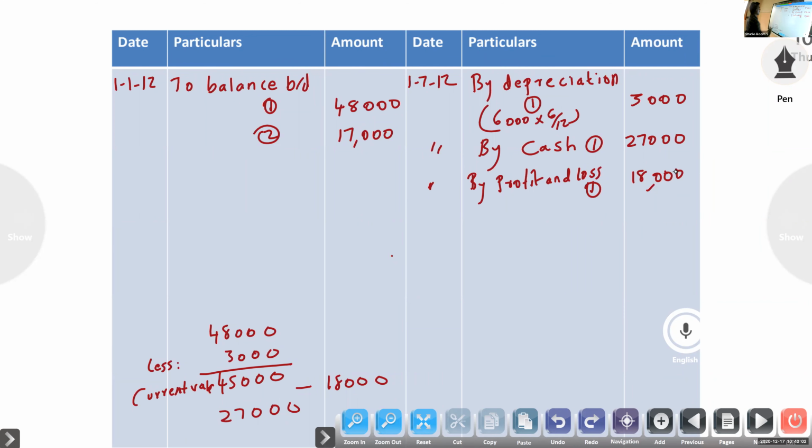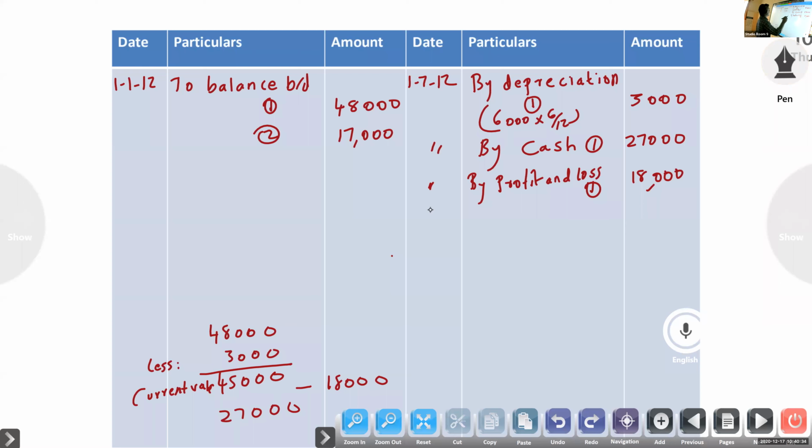Now, any other machinery we purchased? Yes, on 1st October 2013 only. 1st October 2013, not this year. Okay. Now the transaction is on 1st October 2013, next year only. Next year only transaction. So over. Now first one it is over.